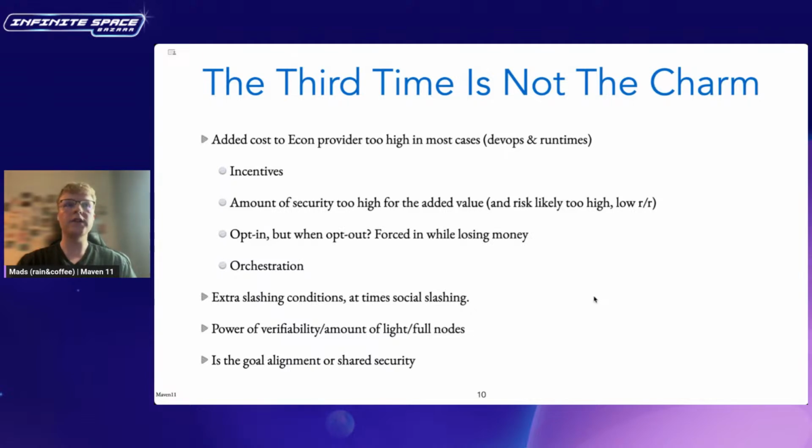And if these things are not built in protocol, let's say you're inheriting some security from a chain, could be Ethereum, that slashing condition might not be able to actually be proven on chain in protocol, and you have to resort to social slashing, which is obviously not ideal. You'll have a set of people that decide whether or not a specific operator or validator gets slashed. So I guess the question you ask yourself is: is the goal alignment with something here, or do you actually want shared security? So that's also a choice that you have to make.